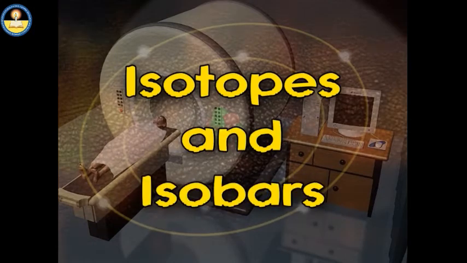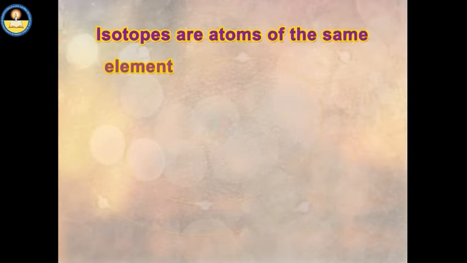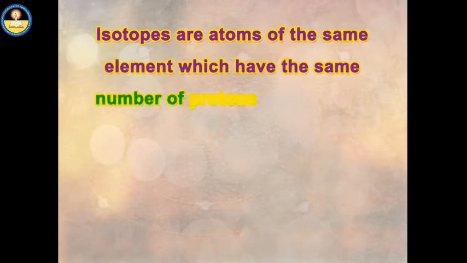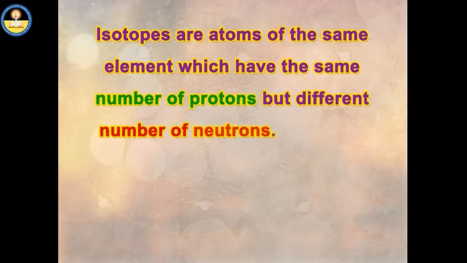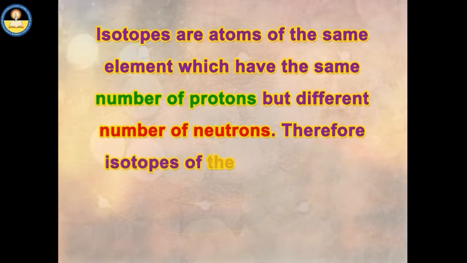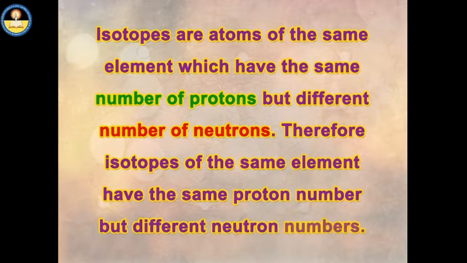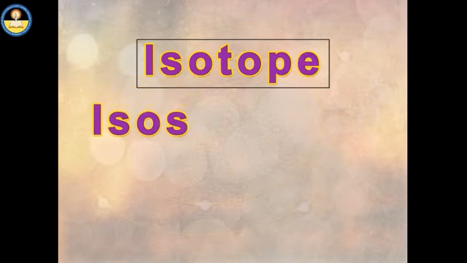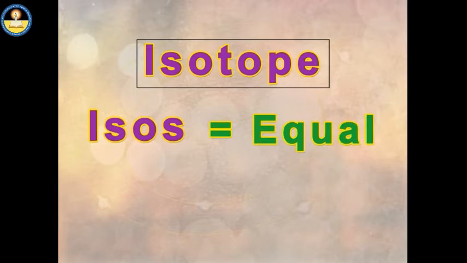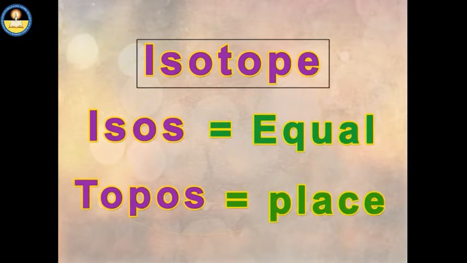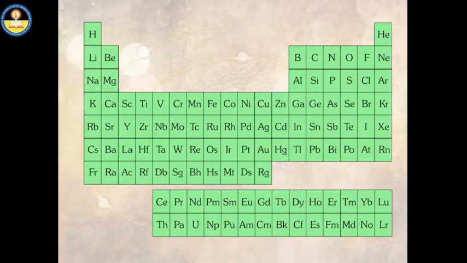Isotopes and isobars. Isotopes are atoms of the same element which have the same number of protons but different numbers of neutrons. Therefore, isotopes of the same element have the same proton number but different neutron numbers. The name isotope is derived from the Greek word isos, meaning equal, and topos, meaning place. This refers to the fact that all isotopes of a particular element have the same position in the periodic table.